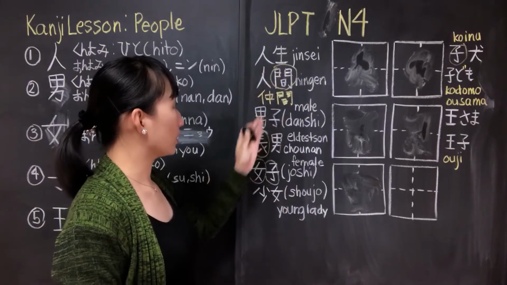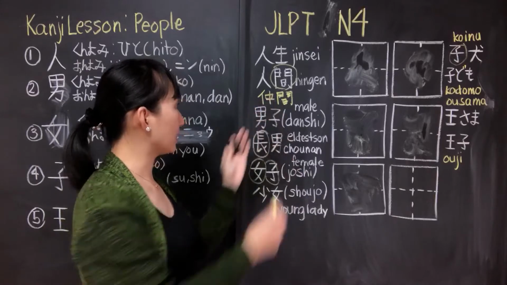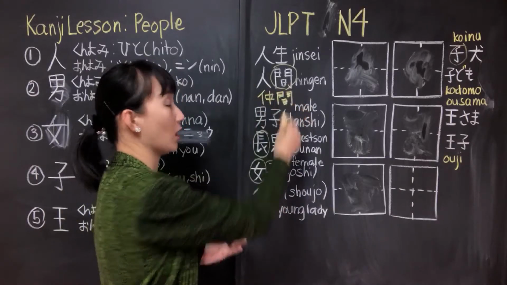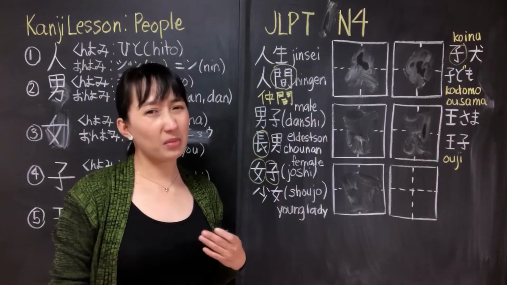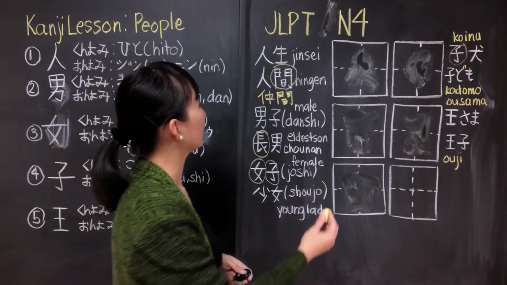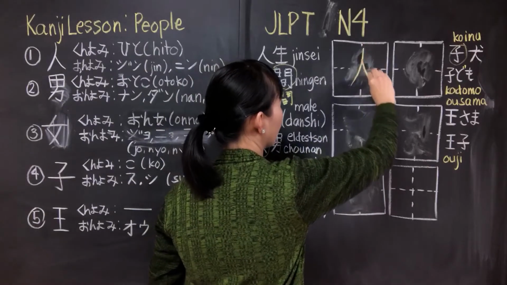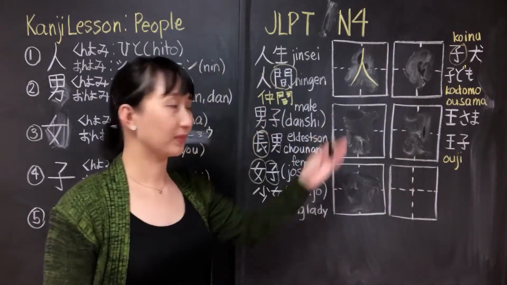This gen can also be read as ma, like nakama, the ma in nakama. This one is naka, and this one is ma, which refers to a member or a fellow. Okay, so this is how we write hito. 1, 2. So this is hito.